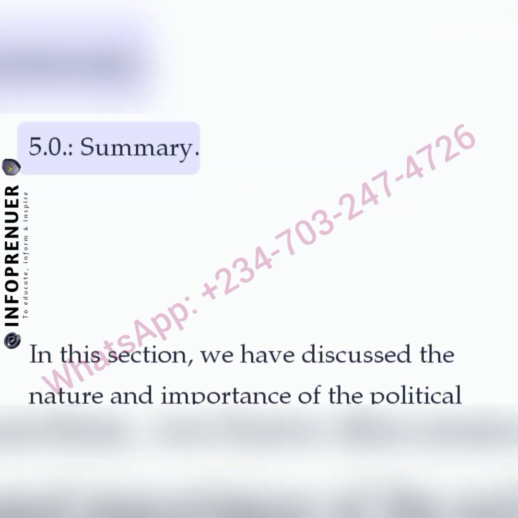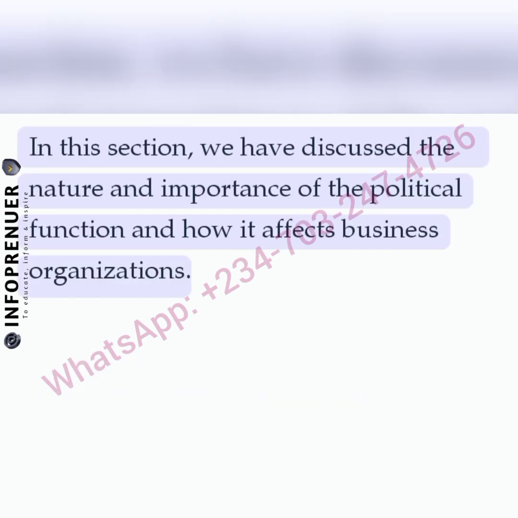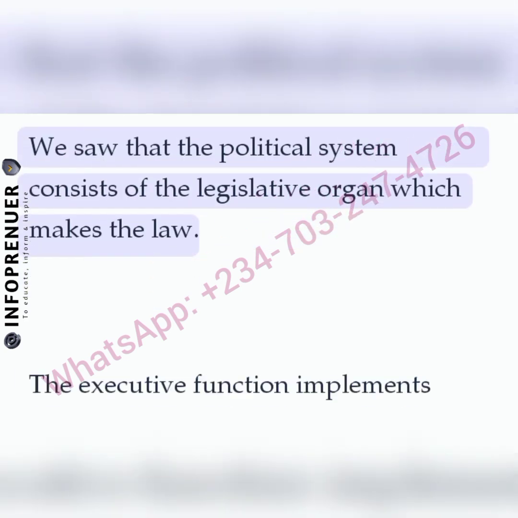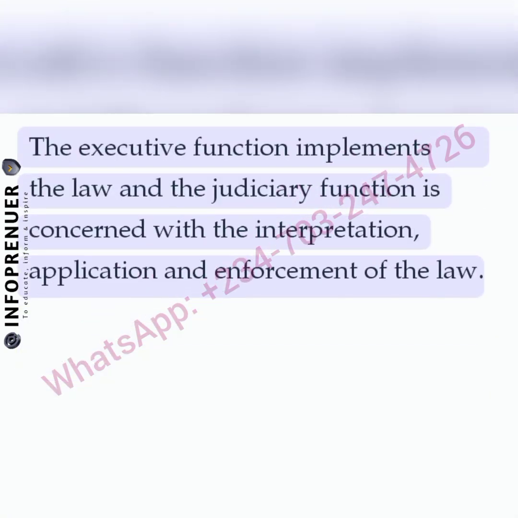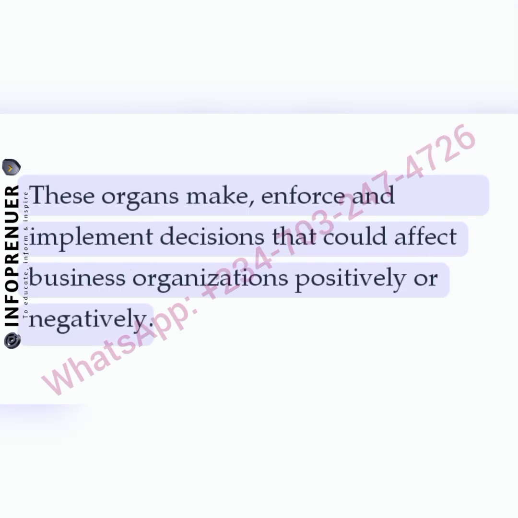5.0 Summary. In this section, we have discussed the nature and importance of the political function and how it affects business organizations. We saw that the political system consists of the legislative organ which makes the law. The executive function implements the law, and the judiciary function is concerned with the interpretation, application, and enforcement of the law. These organs make, enforce, and implement decisions that could affect business organizations positively or negatively.